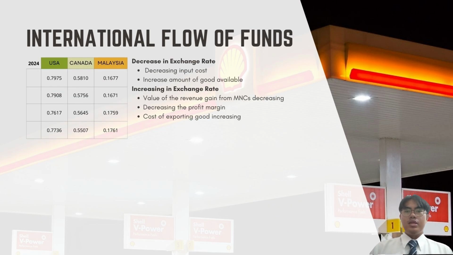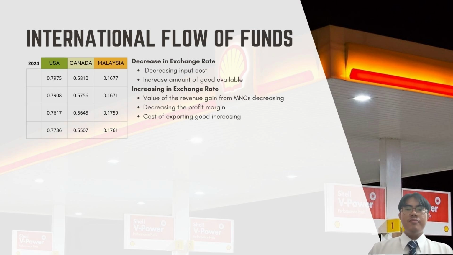The third point is exchange rate. The exchange rate of a country has become a major role in deciding the financial strategies that will be applied to the MNCs. According to the table shown, when the cost of exchanging GBP to one foreign currency is increasing, it implies that the home currency is weakening.